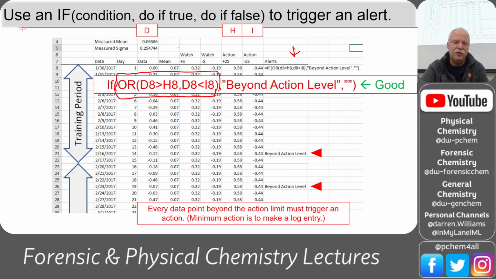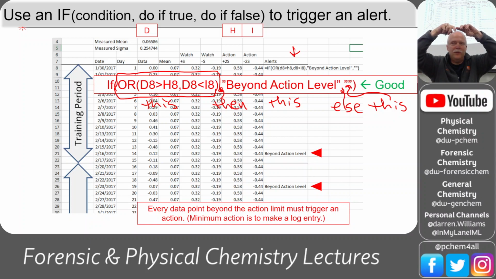If the first part is true, then after the first comma, I do this. If it's false, I do this. So we're saying if this, then, that first comma is the then, this, else, the second comma is else, this. Okay. So what is this last this? It's two quote marks with nothing in between. So that's essentially filling the cell with nothing. So that's a handy thing. If it's above the upper limit or below the lower limit, I'm going to say beyond action level. Otherwise, I'm not going to say anything. That's what that function is.